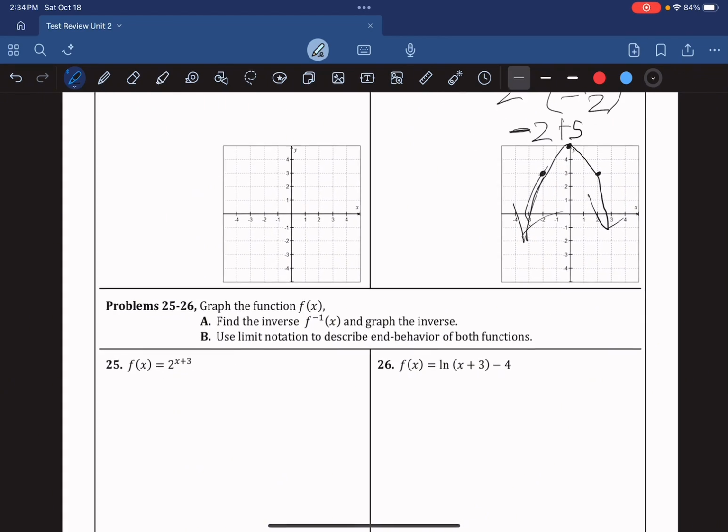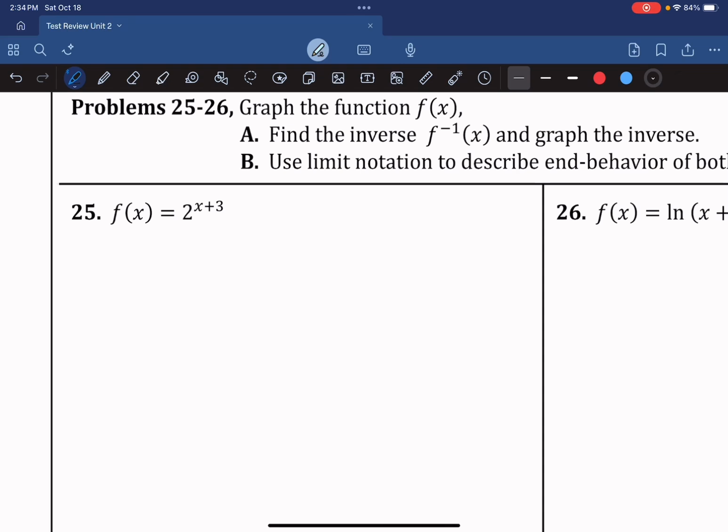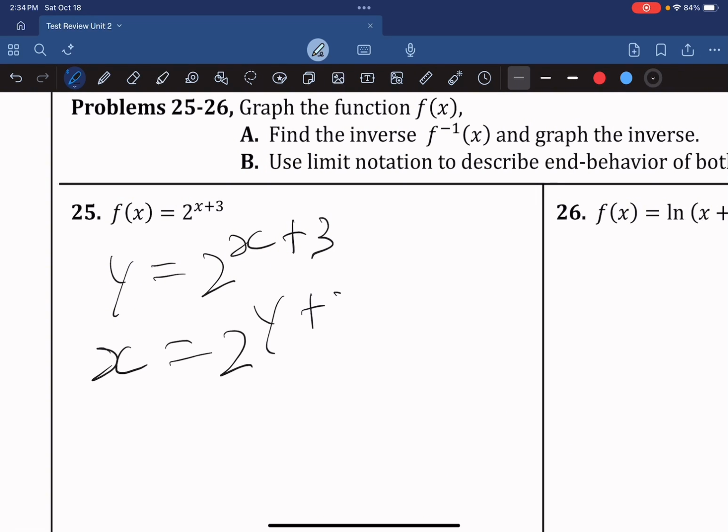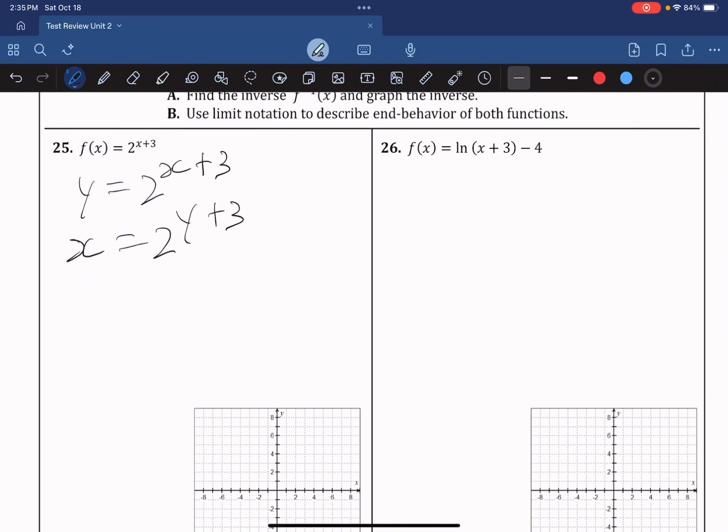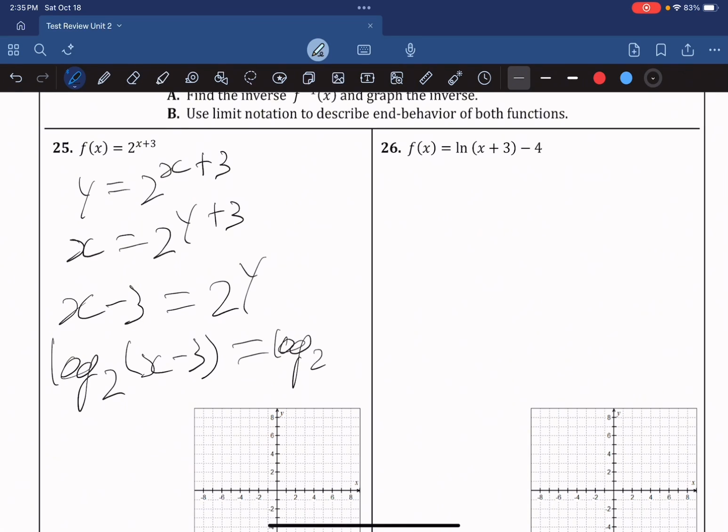And also, oh yeah, inverses. I'll show you with this one. Find the inverse of a graph. You want to set it equal to y, and just switch your y and x around, and then solve for your y. So you isolate your variable first. That'd be x minus 3 equals 2 to the y. And then let's take logs of both sides. So log base 2 of x minus 3 equals log base 2 of 2 to the y, which simplifies with your logarithmic rules into y.